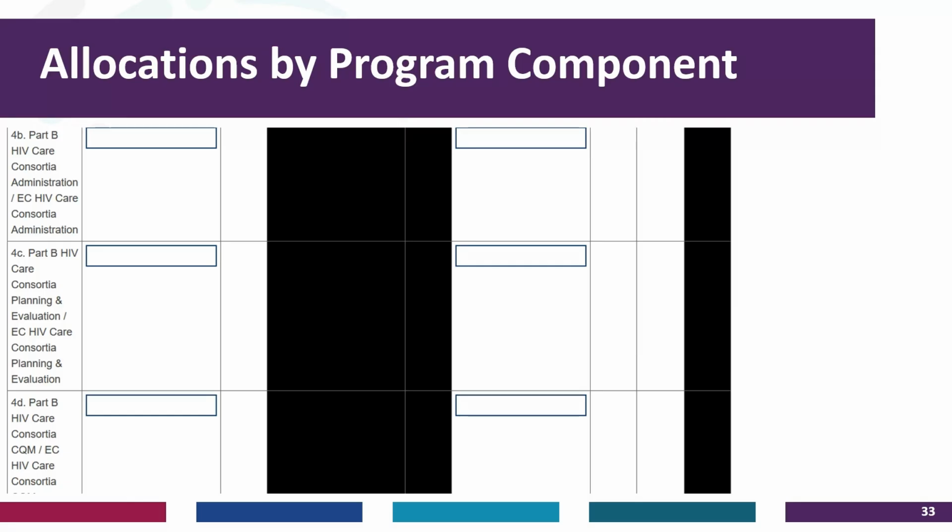And then rows 4B through 4D are for consortia non-client services. So 4B is for consortia administration, 4C for consortia planning and evaluation, and then 4D is for consortia clinical quality management.